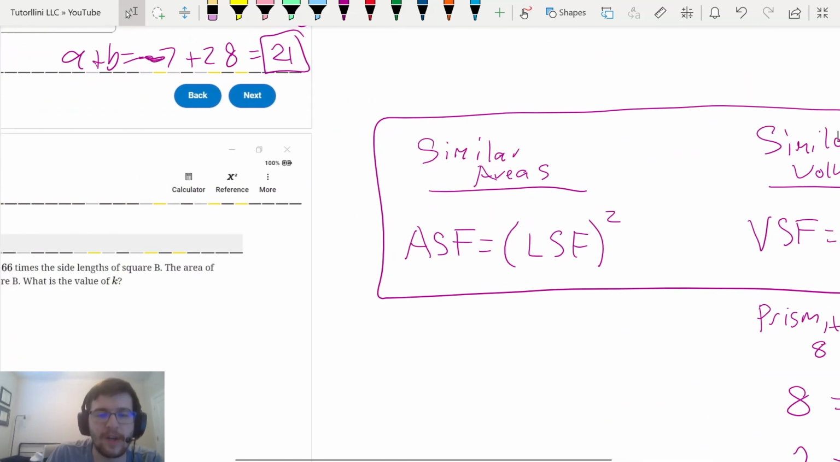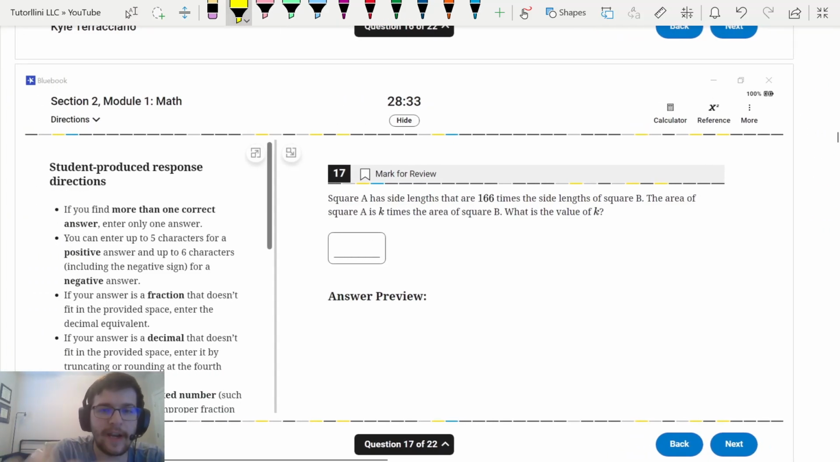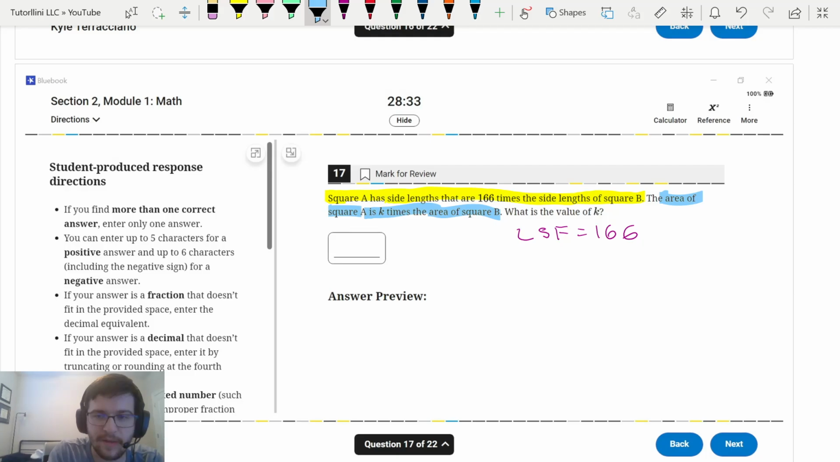Okay, anyway, so for this one, square A has side lengths that are 166 times the side lengths of square B. So side length, that means the linear scale factor is 166. And now it's asking about area. So it basically wants you to find the area scale factor.